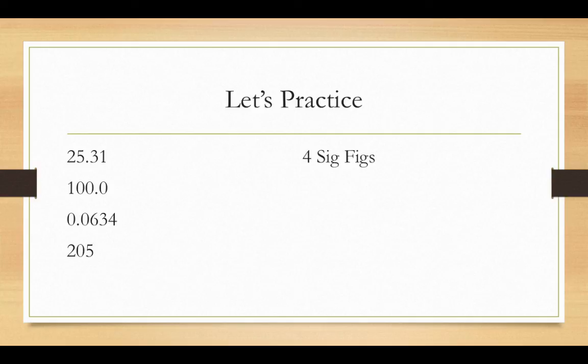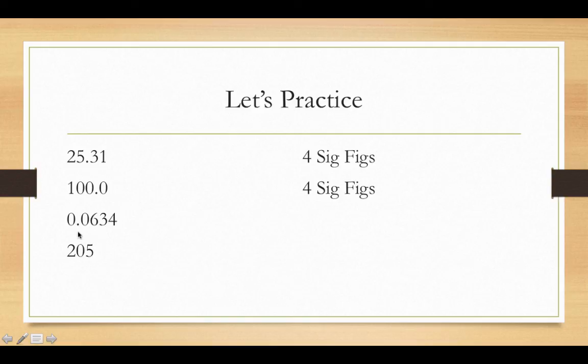For number 2, I have 100.0. How many sig figs would that have? Again, you should have said 4, because I can box the 1, and all 3 of these zeros will count based on rule number 2, since they're to the right of a box and there's a decimal point.